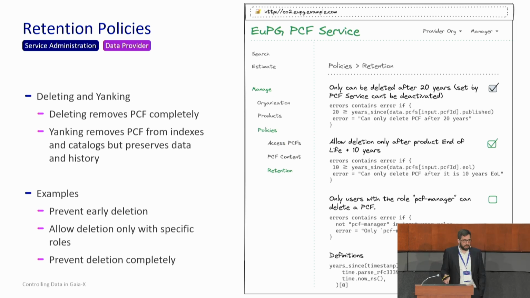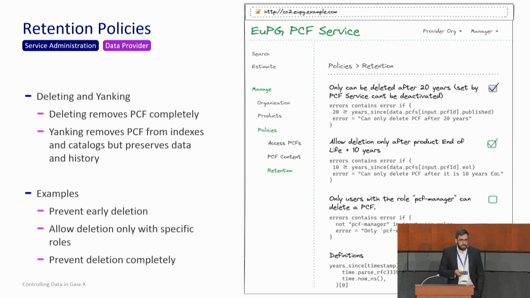Since we talked about creating and publishing policies, it's also interesting to talk about how we delete them. And we differentiate between deletion and yanking. Deleting removes the thing completely, while yanking just removes it from indexes and catalogs but preserves the data and the history of it. So if an engineer relies on it and uses it in his analysis, and has to show it, they can still go back. But the company is capable of signaling that we have a new value here.